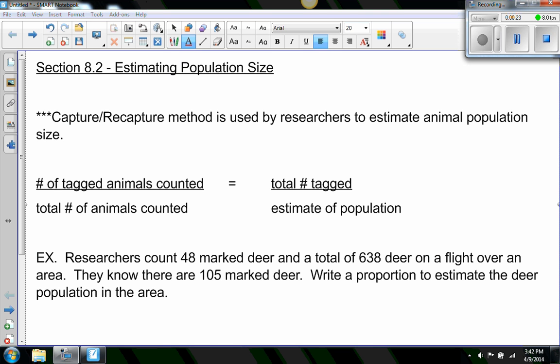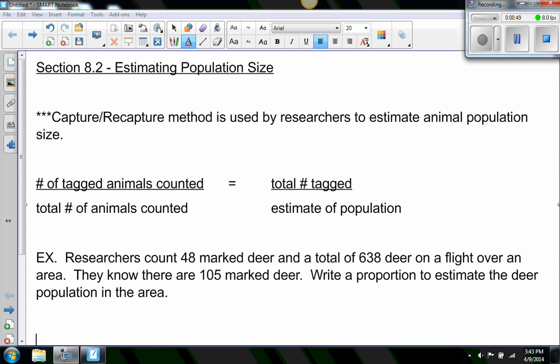They do this all the time when they tag animals and then they let them go. Sometimes they tag fish, and then they'll keep track of how many tagged fish were caught in a certain amount of time, and when they do that, they can estimate the population of the fish in that lake. They do the same thing with deer, elk. Those are the main types of people that are going to use this, but I'm going to go through here how to do this.